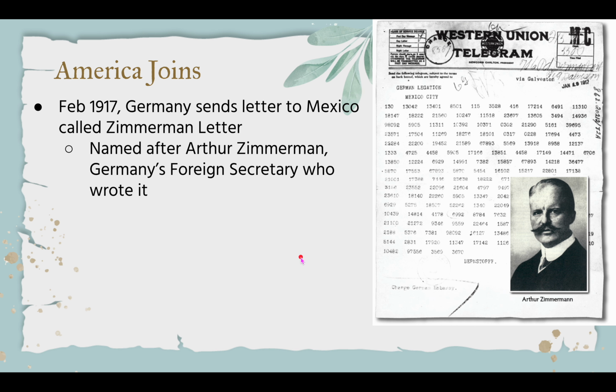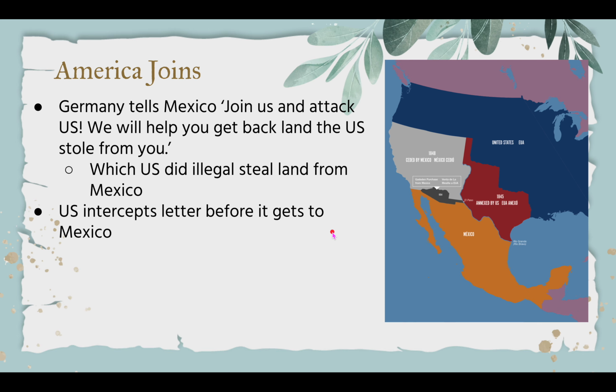In February of 1917, Germany sends a letter to the Mexican president called the Zimmermann Letter. It is named after Arthur Zimmermann, who was Germany's foreign secretary, who wrote it. In this letter, Germany tells Mexico, join us and attack the U.S. We will help you get back land the U.S. stole from you. Because the U.S. had stolen land from Mexico back during the Mexican-American War in the mid-1800s, which was true. The U.S. did illegally steal land from Mexico, but the U.S. intercepts this letter before it ever gets to the Mexican government's desk.